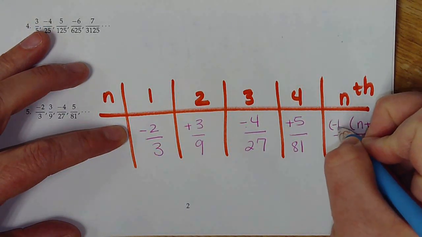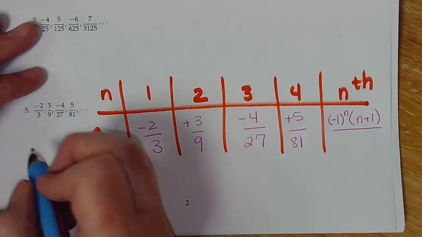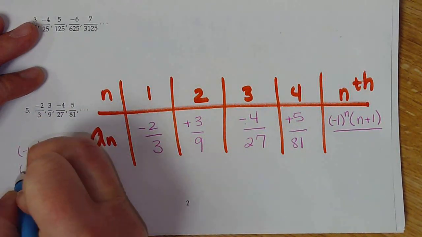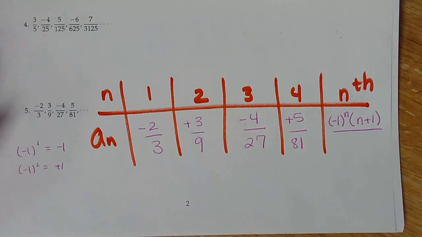So my signs are going negative, positive, negative, positive, which is the exact opposite of the last one. So I'm going to do negative 1 to the n, also in my numerator. So if we think about that, negative 1 to the first is a negative 1. Negative 1 squared is going to be a positive 1, so we're going to get the signs that we need.